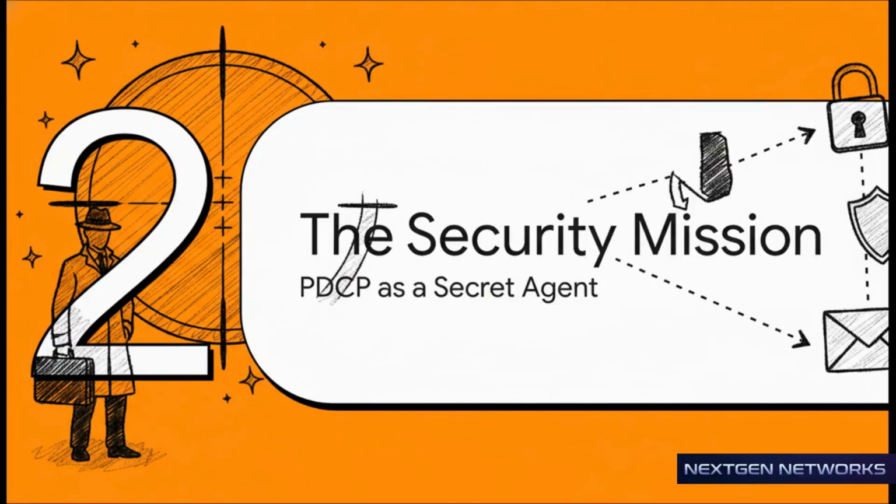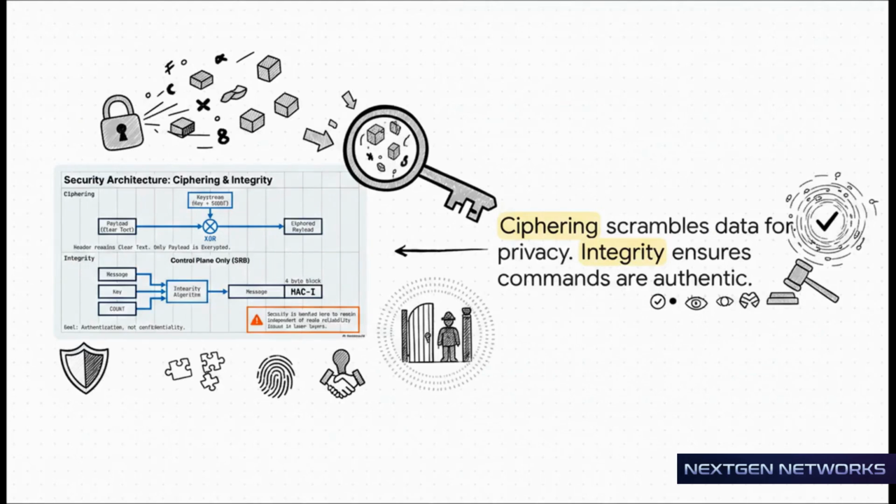All right, let's zoom in on that first big mission, security. This is where PDCP basically becomes a secret agent for your data, protecting all your information before it even touches the air. So it's got two main tools in its spy kit. First up is ciphering. This scrambles your data, locking it in a digital safe with a secret key so nobody can eavesdrop. That's all about privacy. The second tool, integrity protection, is only for those important control plane messages. It adds a special digital signature, kind of like a wax seal, to make sure a command is really from the network and not from some hacker.